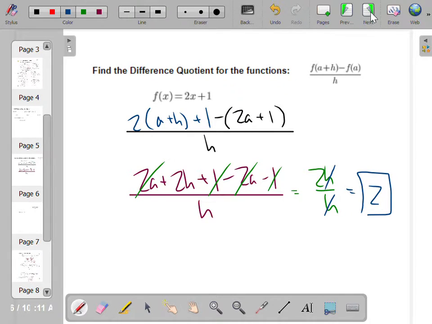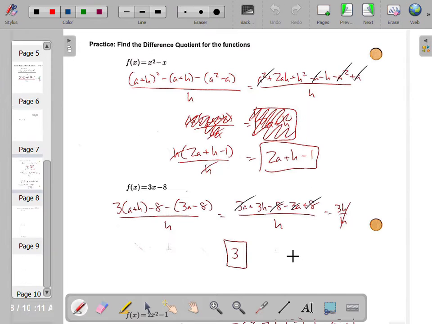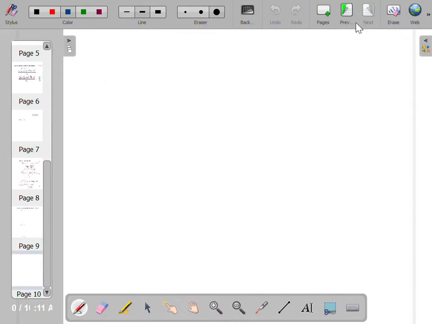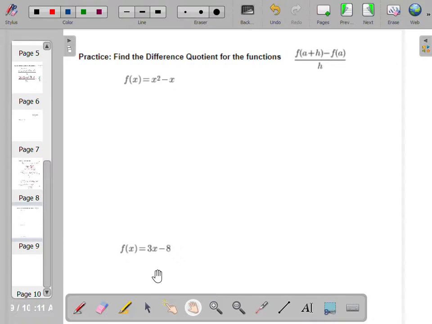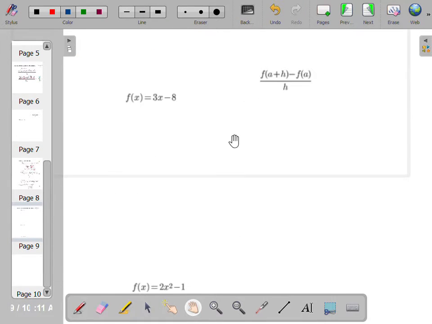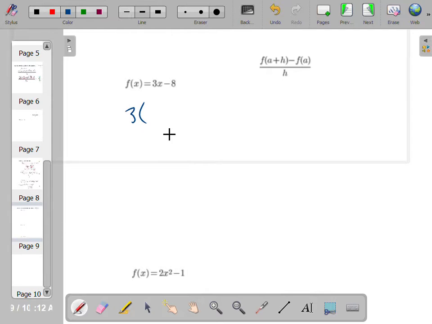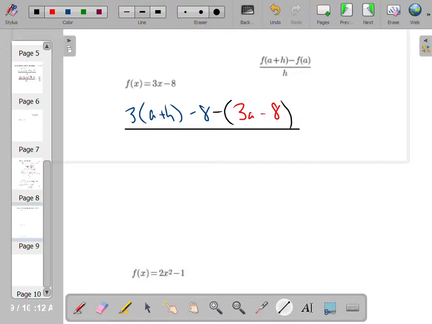Let's try another one. Let's do another of the easier ones. So how about we do this guy? On the back, the 3x minus 8 problem. So I'm going to do the same thing. I'm going to bring that difference quotient down here so I can see it while I'm working. Same thing, 3 times a plus h minus 8. And then I'm going to do minus f of a. So now I've plugged in a plus h. That's right here. Now I need to plug in a. So 3a minus 8. And the whole thing is over h.